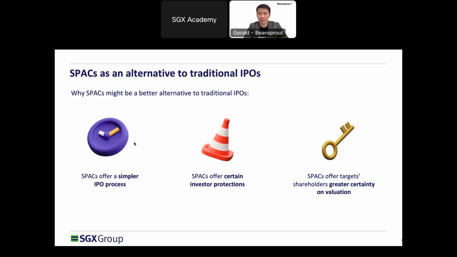And last but not least, it offers the target shareholders some certainty on the valuation, because if you look at some of the IPOs, the IPO valuation can actually change very significantly. If you have been following the US market, we saw an IPO just about a month ago, and even then, up till the point of the IPO, the potential IPO valuation was changing on a daily basis. So if I am a target company and I don't want to be subjected to some of this volatility, then SPACs offer the target shareholders more certainty in terms of the valuation.